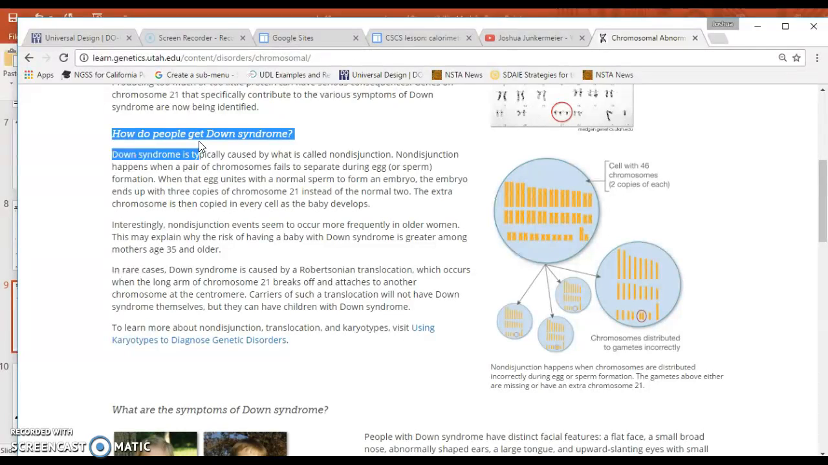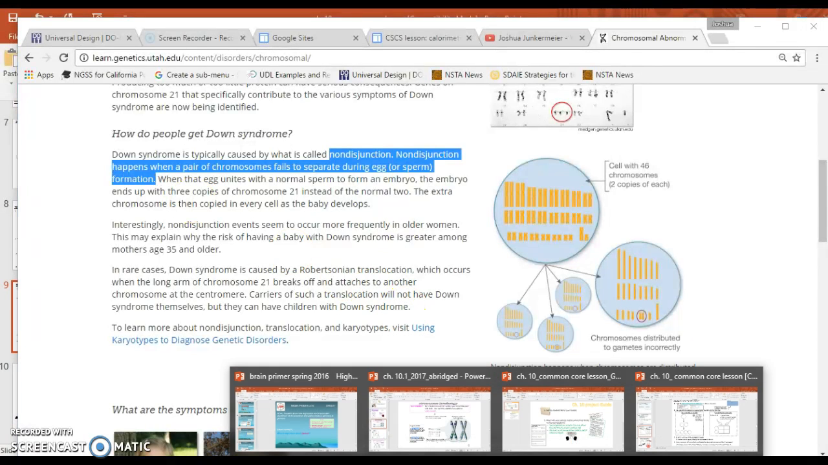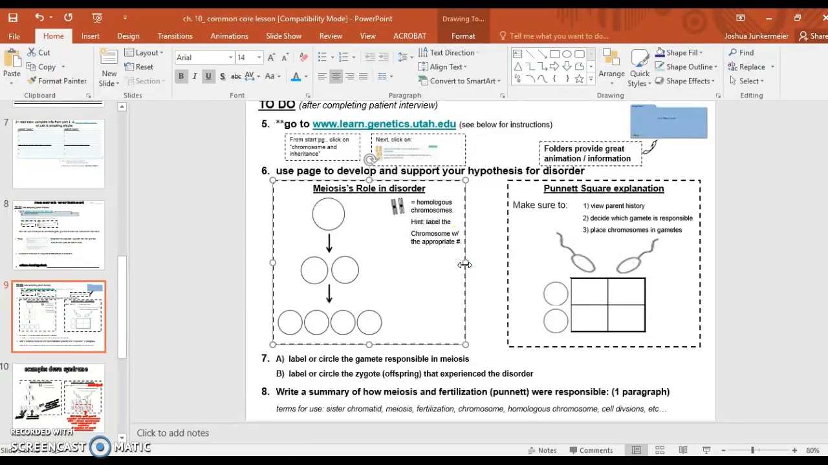In this example, it says it's chromosome 21. It said there were 3 copies of 21. Not only that, but we know it's caused by something called nondisjunction. Nondisjunction happens when a pair of chromosomes fail to separate during egg or sperm formation. So this is key right here. This tells me that chromosome 21 did not separate properly during meiosis. And I use that information specifically when filling out this box right here. This is the meiosis section.